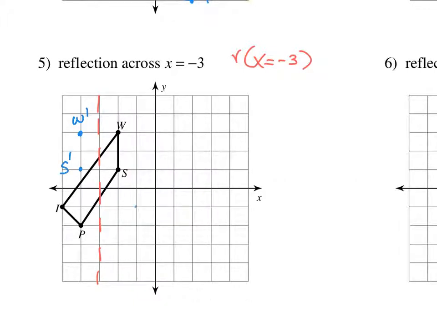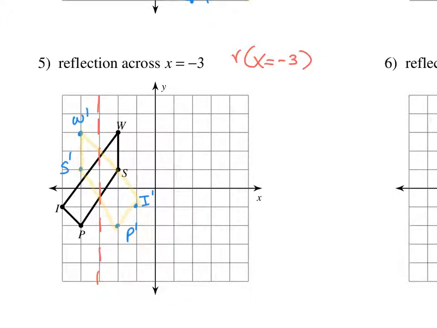I is 2 steps, so you continue 2 steps. And P is 1 step, so you continue 1 step. So what I mean is P is 1 step from the line of reflection, so you continue 1 step. I is 1, 2, so 1, 2. S is 1, so 1. W is 1, so 1. Now let's go ahead and connect them. So that's going to be my image.